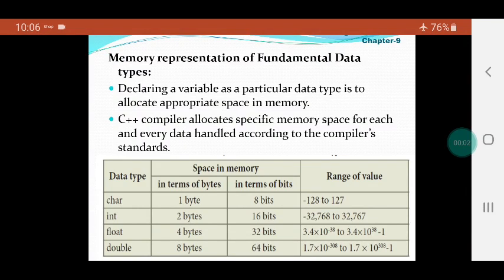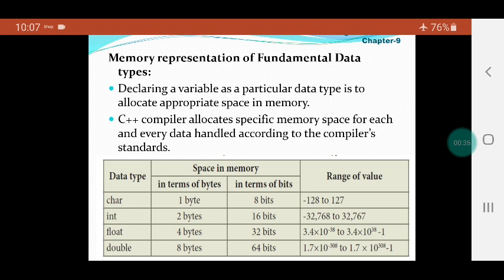Welcome students. We are going to discuss fundamental data types with memory representation. Already we have discussed fundamental data types: character, integer, float, double. These are the fundamental data types we are using in C++. Not only in C++, in all computer languages, these are the basic data types. Fundamental data types are also called basic data types.